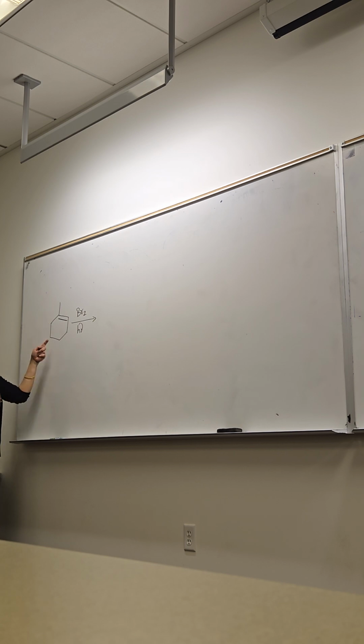Can this do the same? Yeah. How about this? Yes. How about this? Yes. Is there any symmetry to make them equal? No. So what is it? 1, 2, 3, 4, 5. 5 products.